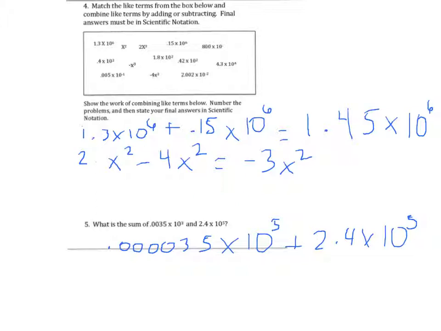And so if you had 2.4 plus 0.000035, then you would have 2.400035 times 10 to the 5th. And that actually already is in scientific notation also, in your final answer, because 2.400035 is between 1 and 10. But if it wasn't, you would need to change that to be a number between 1 and 10, and then you would have to change the exponent accordingly.